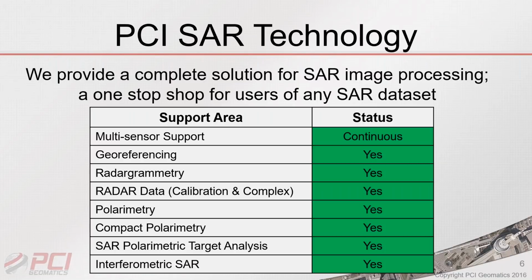SAR Polarimetric Target Analysis is a capability that's been there for several years to allow you to perform classification and detection of different objects based on their radar signature. And then interferometric SAR is another key capability that's been added. So as you can see, we really have a well-rounded capability as it relates to SAR, and it's definitely an area that gets a lot of attention here at PCI in terms of our development efforts.